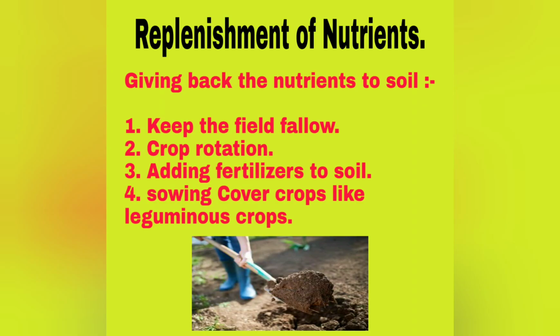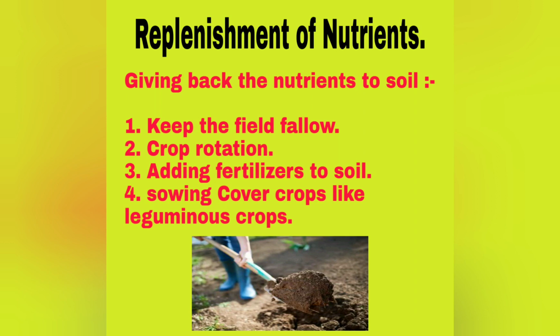The last topic of today's discussion is replenishment of nutrients. As crops grow regularly in the soil over and over again, the chances are very high that various nutrients get depleted, which can make the soil infertile. To maintain the fertility of soil, the following steps are required.